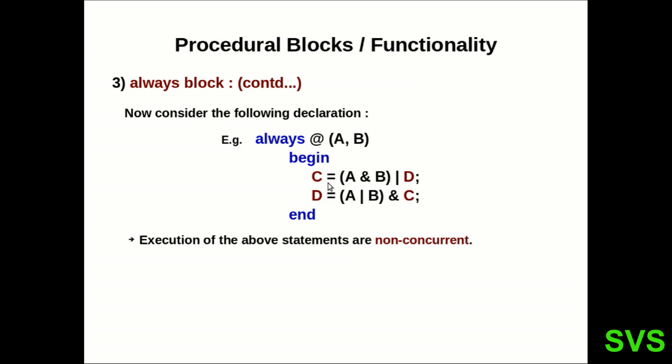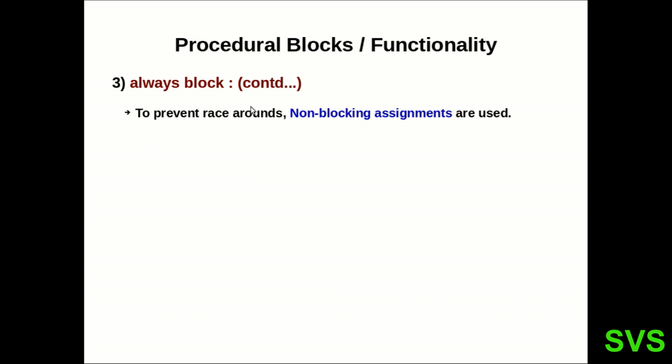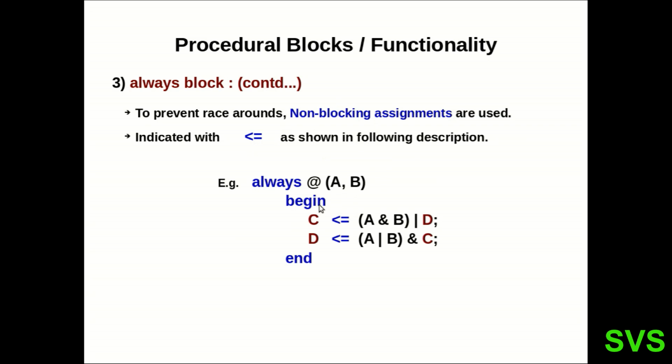So here the outputs have an indeterminate state, that is a race around condition, because the present value of D is not yet defined. So every time, this definition gives us indeterminate states. So this assignment is called the blocking type, which is indicated by the equal to sign in the assignment. So to prevent this race around condition, we use non-blocking assignments, which are indicated by less than equal to, as shown.